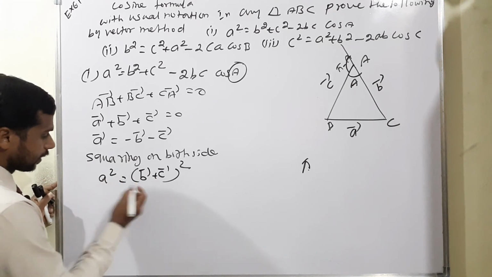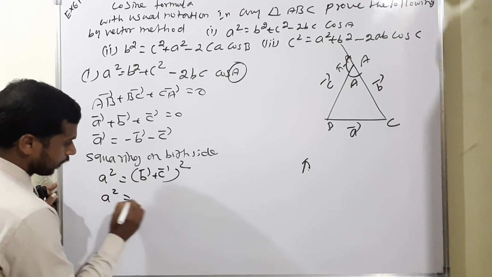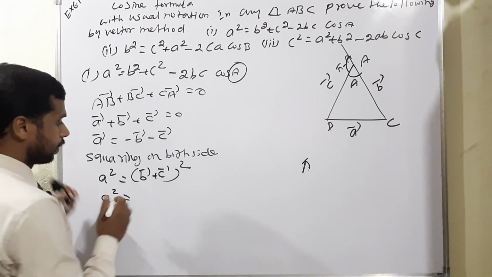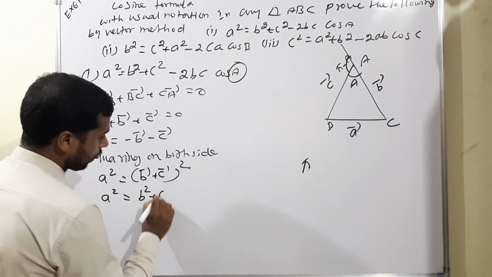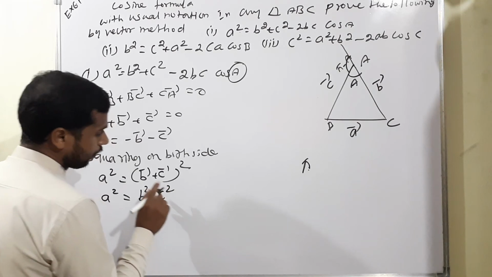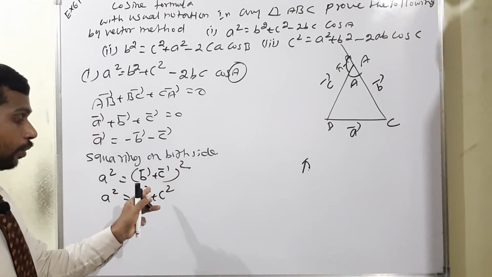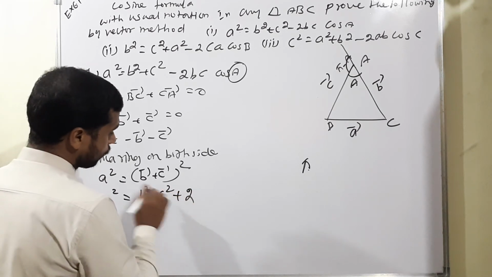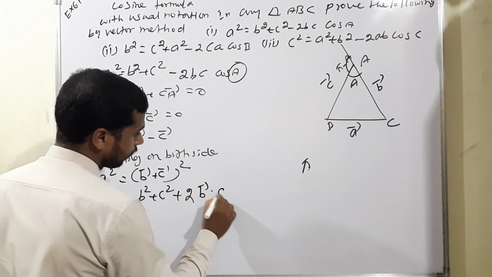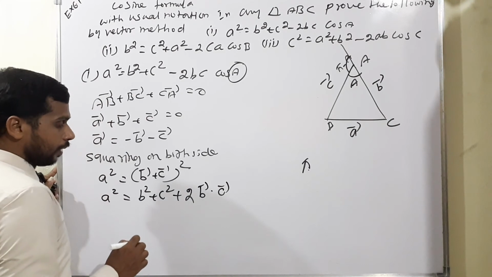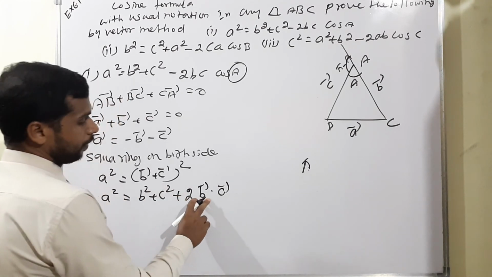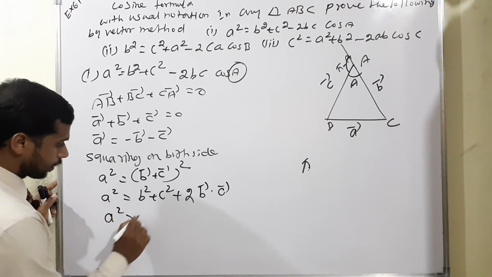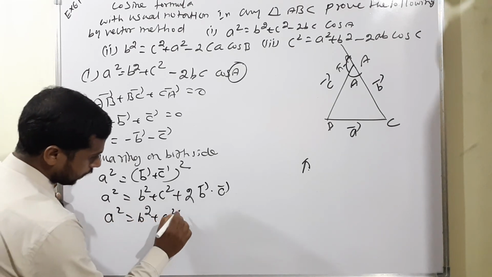Next step, A square is equal to the whole square of A plus B, which is A square plus B square plus 2AB, isn't it? Therefore we can write B square plus C square plus, with the vector term, 2 into B vector dot C vector, isn't it? Now next step, A square is equal to B square plus C square plus 2 B vector dot C vector.